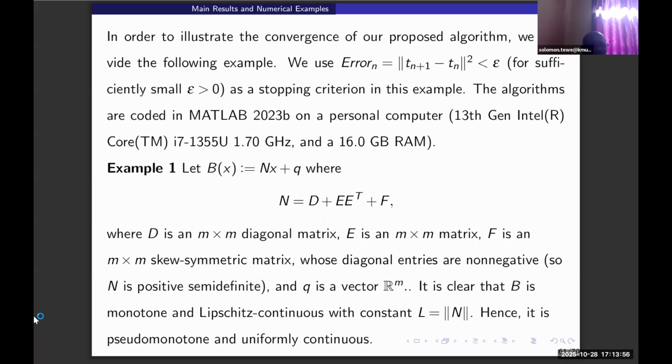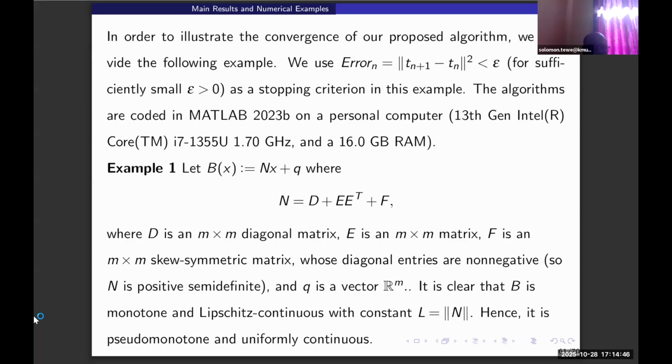For our example, we consider the operator B here, which is given by Nx plus q, where N is given here. D is an M by M diagonal matrix. E is an M by M matrix. F is an M by M skew symmetric matrix, whose diagonal entries are non-negative. So N becomes positive semi-definite, and q is a vector in R^m. It is clear that, from this definition, there is a result which shows that if these conditions are satisfied, then B is monotone and Lipschitz continuous with constant L, which is given by the norm of N. So if this is the case, then clearly it is pseudo-monotone and uniformly continuous.